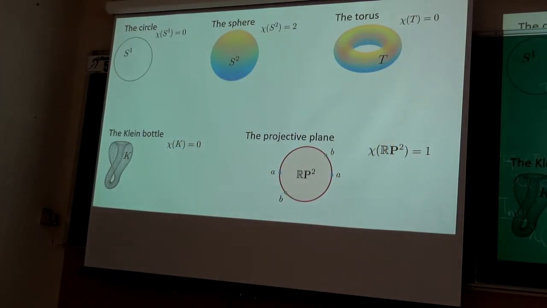We also computed the Euler characteristic for these spaces: the circle, the sphere, the torus, the Klein bottle, the projective plane. And right there, we can see that the Euler characteristic can indeed tell the sphere apart from everybody else and projective space apart from everybody else. The problem is that the Euler characteristic is not strong enough to distinguish between the Klein bottle, the circle, and the torus.